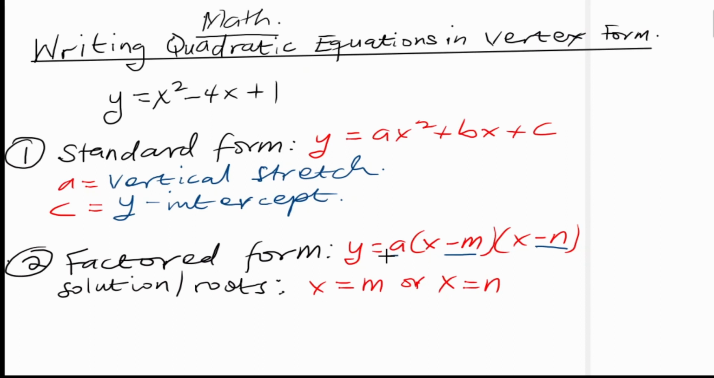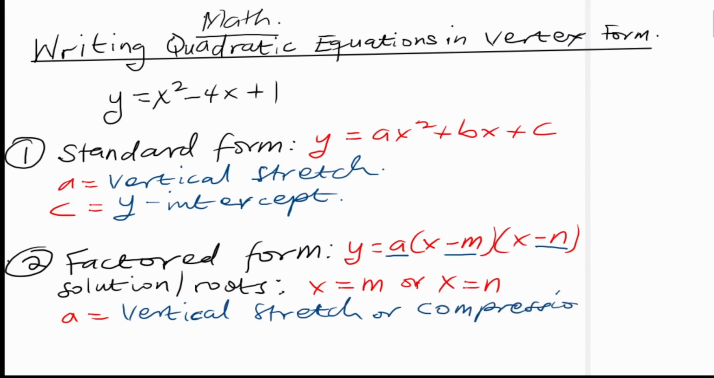And then again, a is the vertical stretch or compression depending on the value of a. It becomes a vertical stretch when a is greater than 1 and a compression when a is between 0 and 1. For more about vertical stretch or compression, I recommend that you watch my video on transformation of quadratic functions. I'm sharing the link now, and you can also find it in the description of this video.